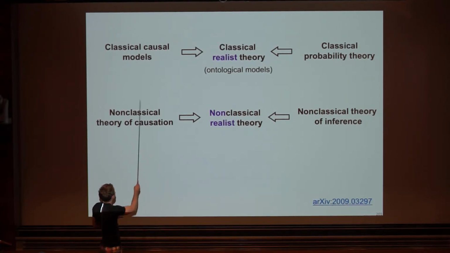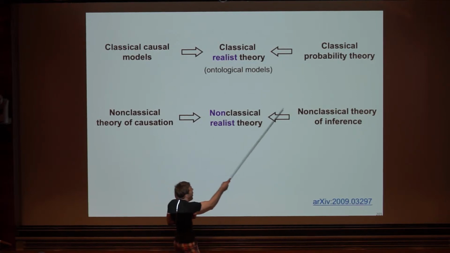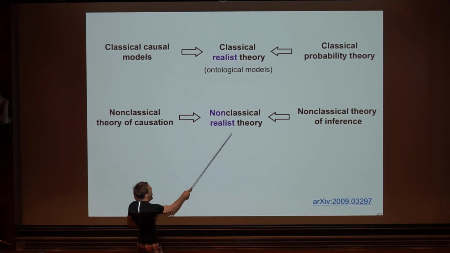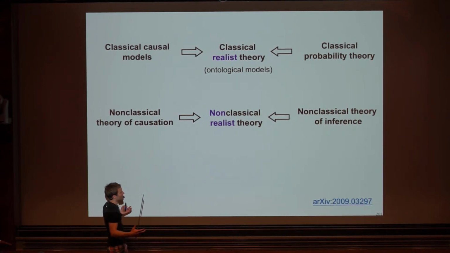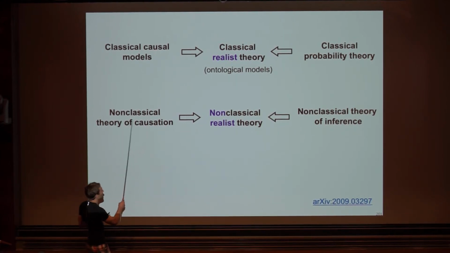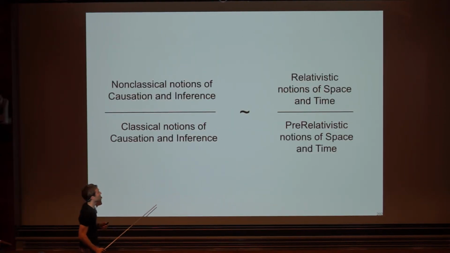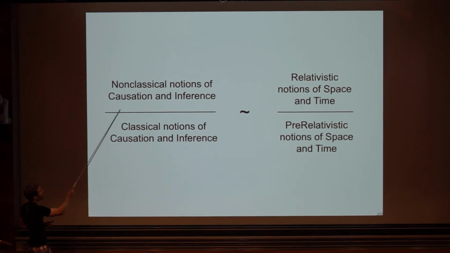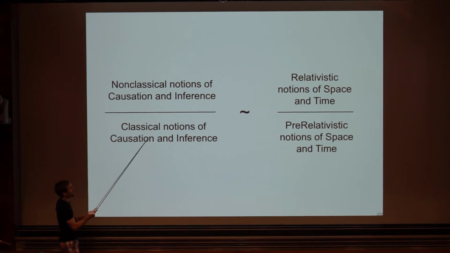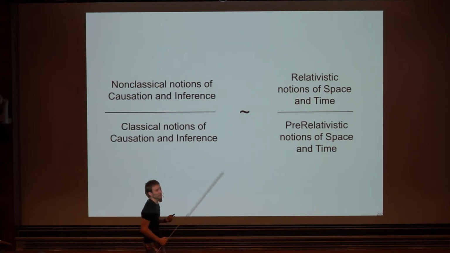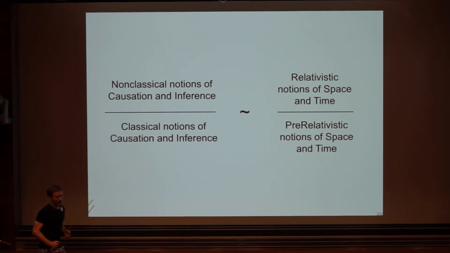If you can find some suitable generalization of these classical notions of causation and of inference, and then you synthesize them together in the same way that we built the ontological models framework out of these two notions, then our hope is to construct a process theory which contains both the description of what's happening in the world and the description of how you reason in the face of ignorance, but in a way that's intrinsically non-classical. So these non-classical notions of causation and inference stand in relation to the classical ones in the same way that relativistic notions of space and time stand in relation to the pre-relativistic notions of space and time. And they allow you to maintain consistency.